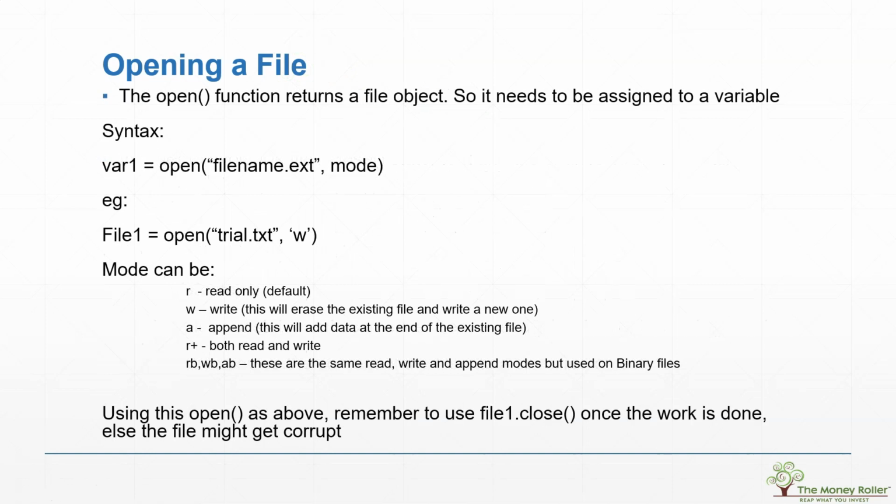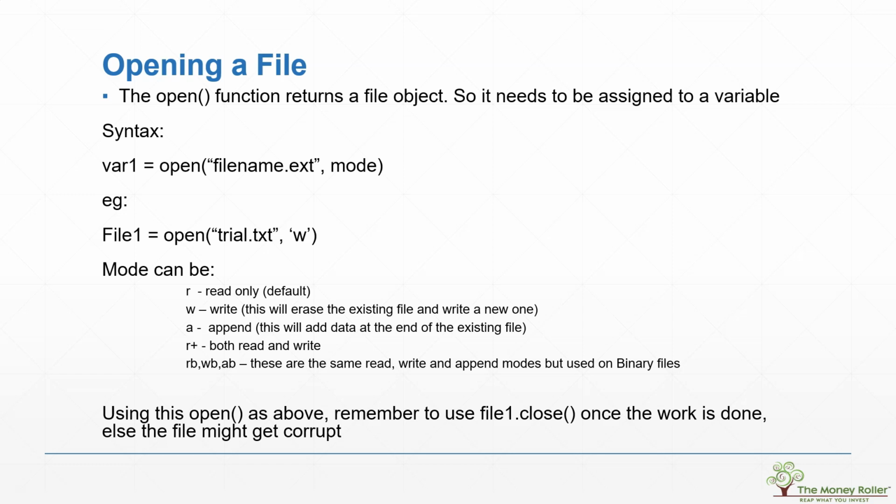So first what you have to learn is something called opening the file. Now as you can see on the screen, the open function returns a file type object. Okay, any object that gets returned needs to be assigned to a variable. So out there on the screen you can see the syntax for opening a file, that is you put variable1 is equal to open, and then you put the file name and the extension and obviously the location also out there, and then there's something called mode. Now what is this? Let's see that with an example.